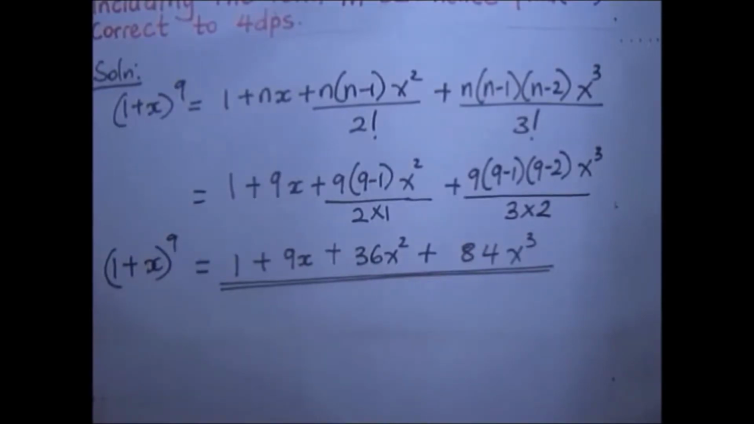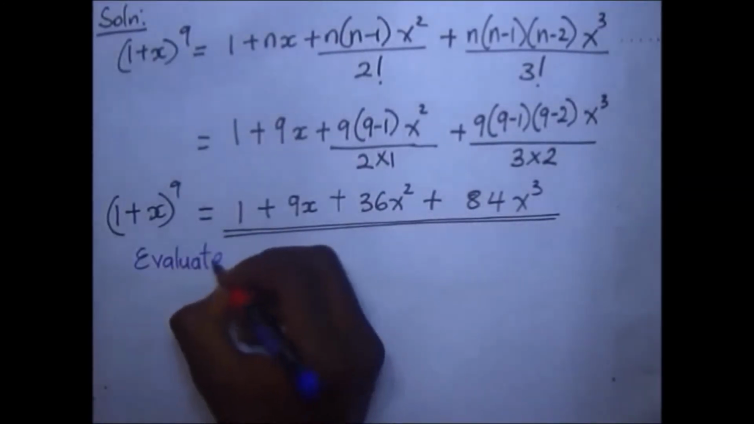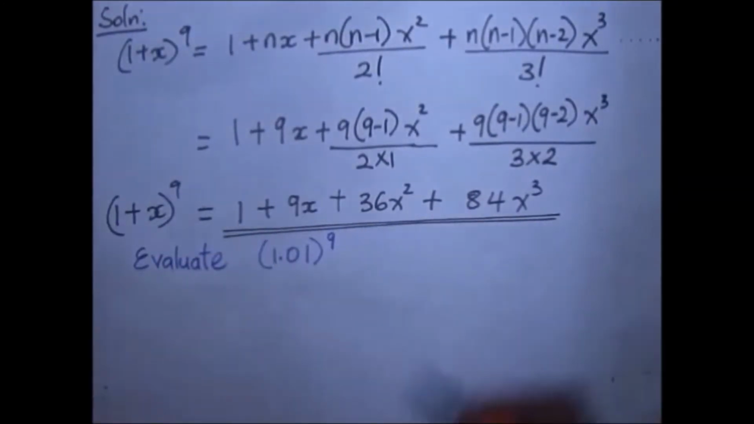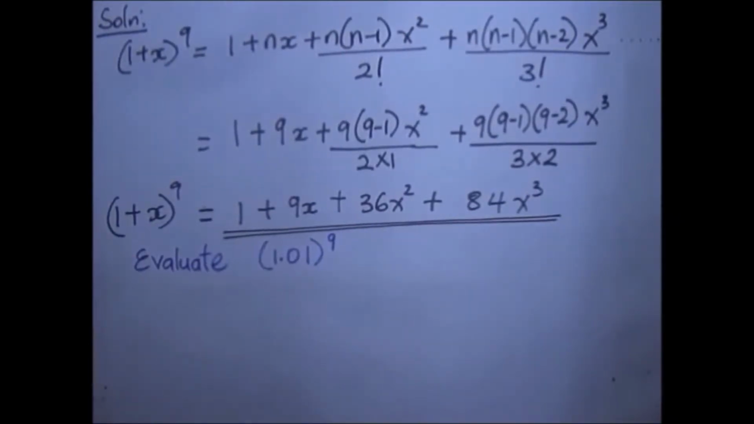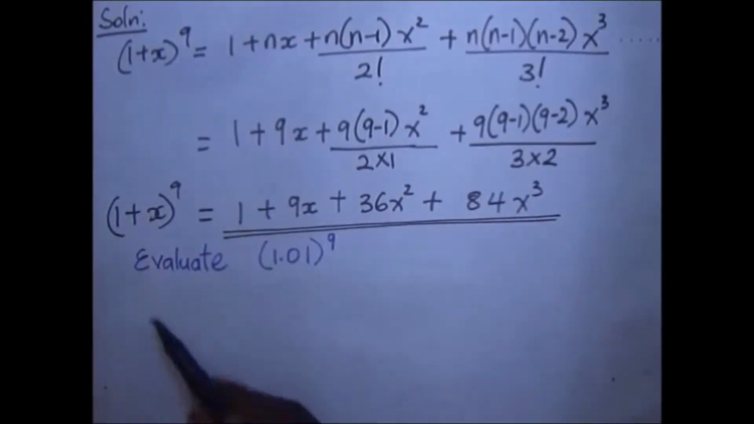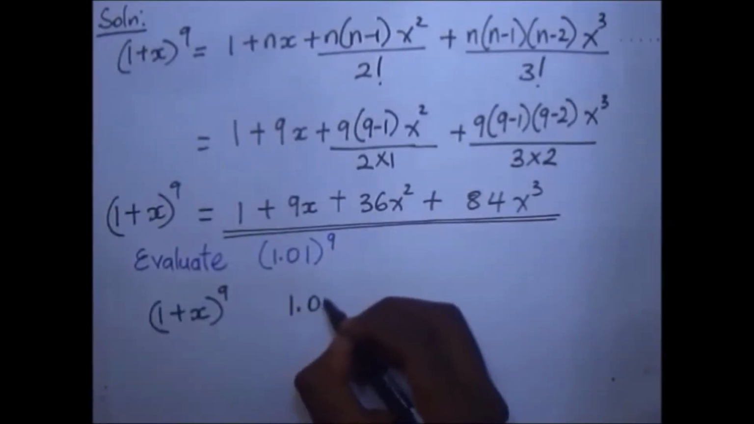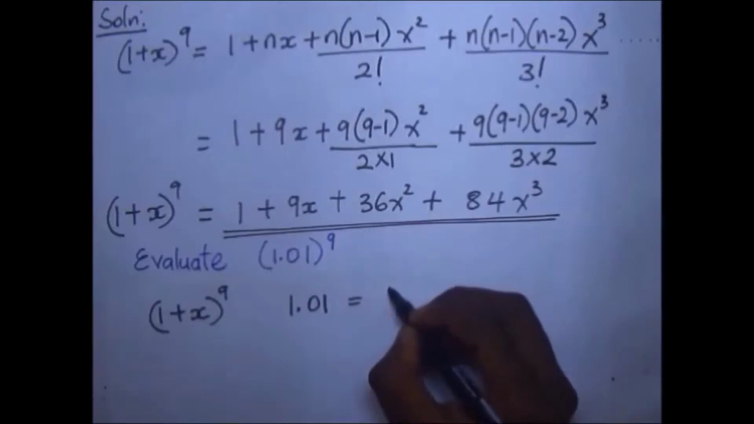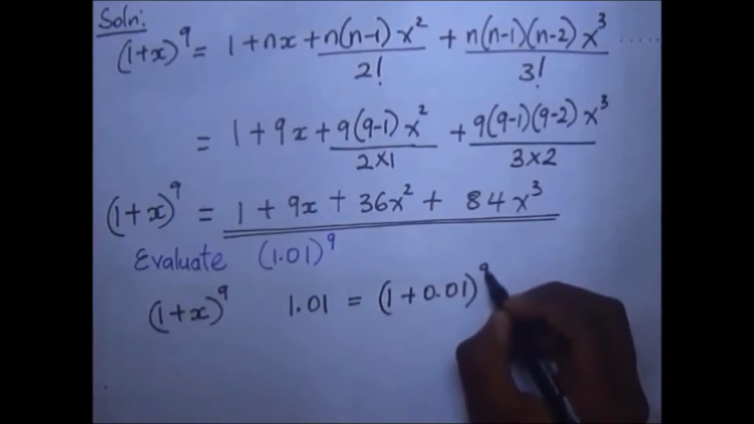Now, if we're told to evaluate something else, let's take a question here. Evaluate 1.01 to the power 9. After expanding this 1 plus x to the power 9, we know the expansion for this binomial expression. And now they're asking us to use this to evaluate this. This 1.01 is the same as saying 1 plus 0.01, to the power 9.